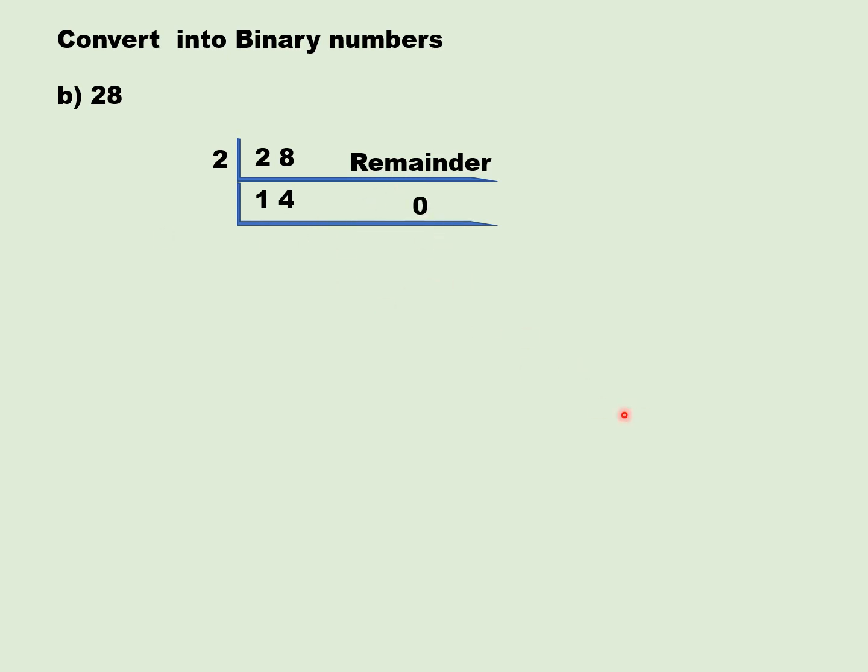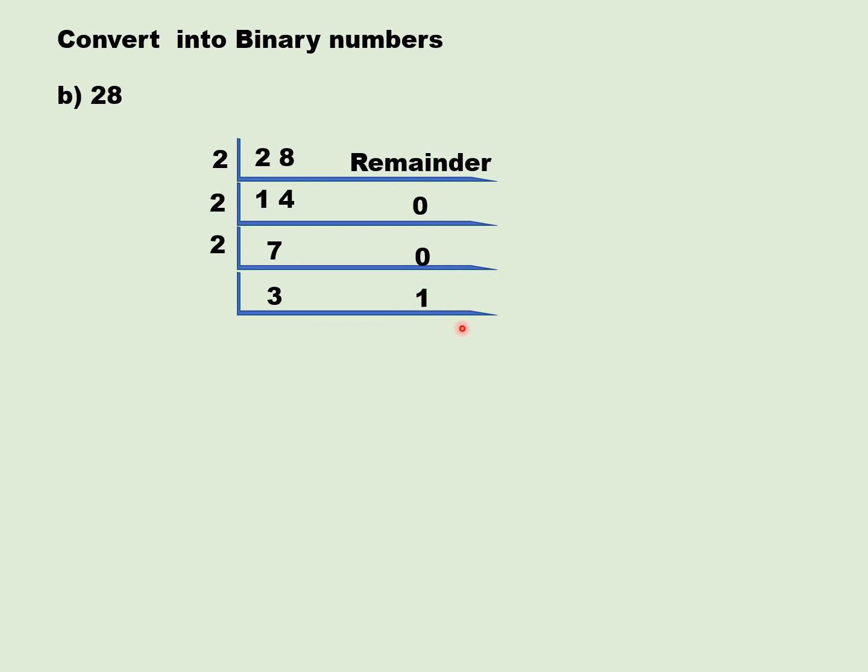Next we will divide 14 by 2. If you divide 14 by 2, you will get a quotient of 7, and no remainder will be there because 2 sevens are 14. So the remainder is again 0. Next we will divide 7 by 2 again. When we divide, we will get 3. 2 threes are 6, but this will not make 7. 1 is the remainder here, so you need to write 1 in the remainder section.